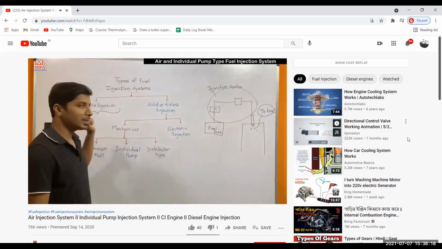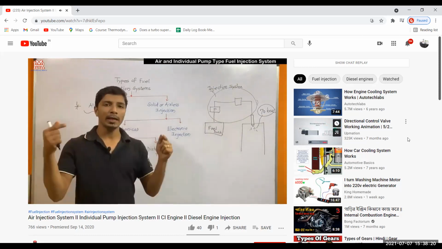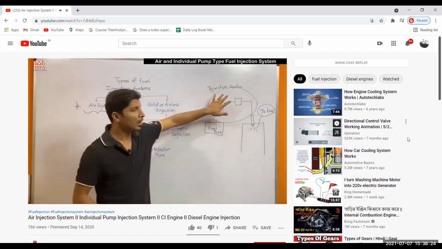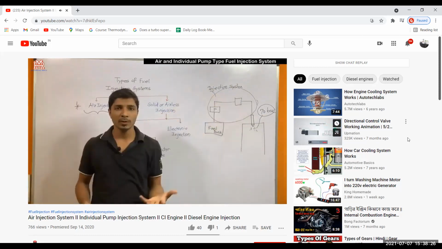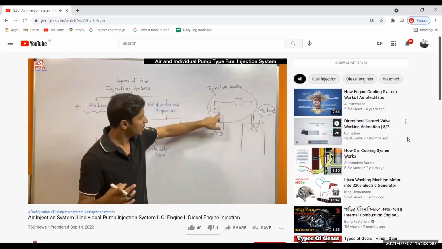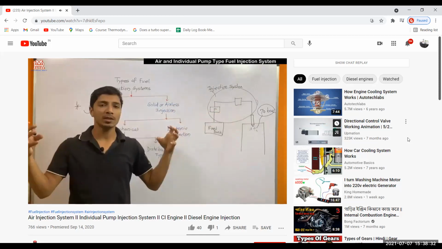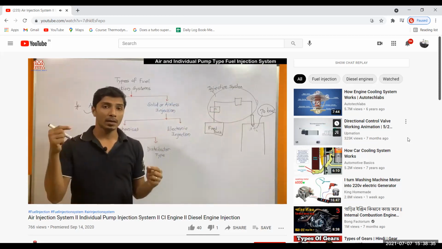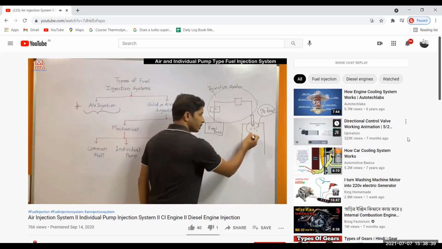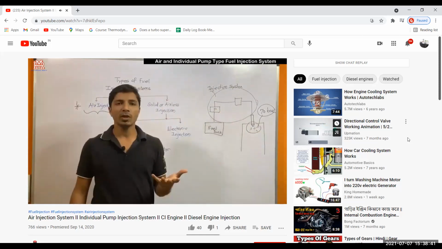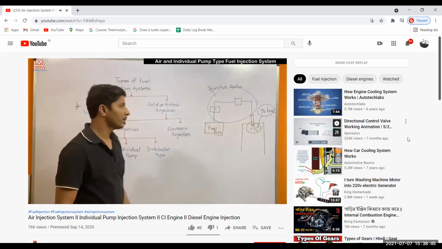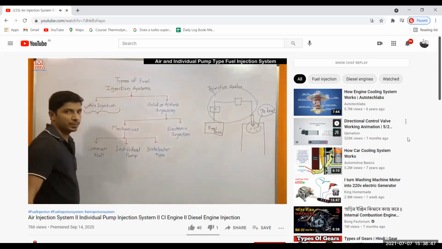In the air injection system, basically fuel and air are mixed with each other, and with the help of this pump and compressor, the fuel and air mixture is combined and supplied to the engine cylinder. So air is also supplied along with the fuel, hence the name air injection.